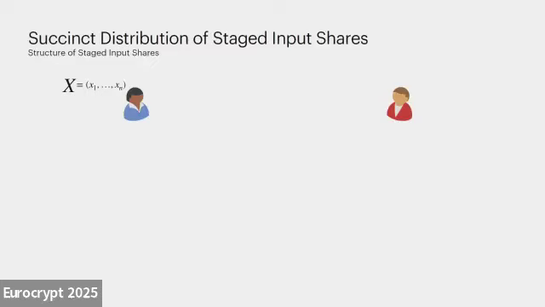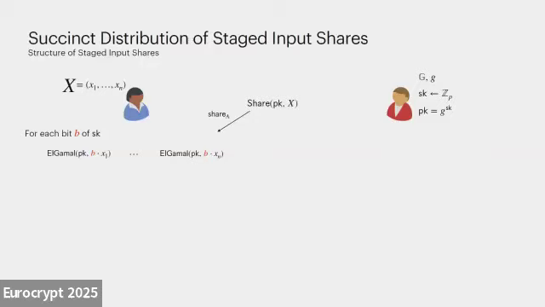Here, let's start by understanding the structure of staged homomorphic input shares. So Bob essentially samples an ElGamal key pair, and Alice's share of her input are actually ElGamal encryptions of every bit of Bob's secret key multiplied with her input. And here, x1 to xn is just the long input that Alice has. And for the rest of this talk, let's just focus on one particular bit of the secret key.